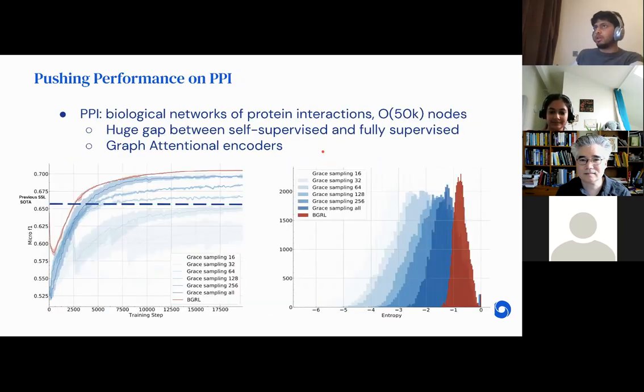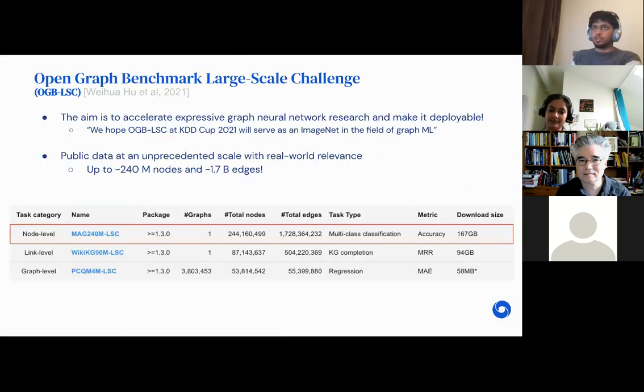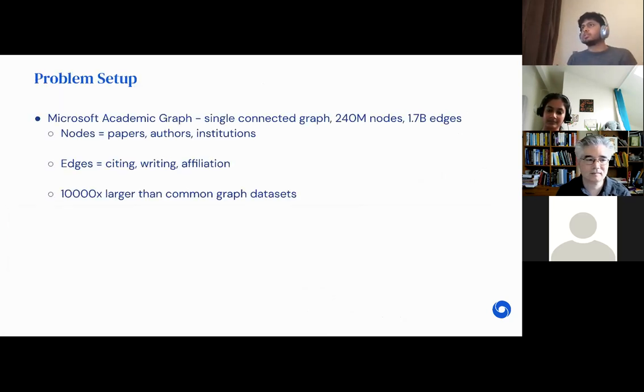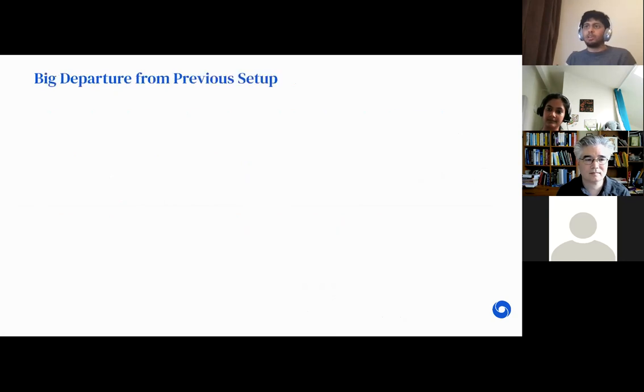For basically everything other than the large scale challenge, we used a single V100 GPU, so that's around 16 gigs of memory. And on the large scale challenge, we used a single TPU, a TPU V3, which has 16 GB of memory, and we used 8 of those to parallelize training and make it faster. But in terms of actually being able to do something, there's no reason why you couldn't use a single GPU. It would just be 8 times slower, that's it.